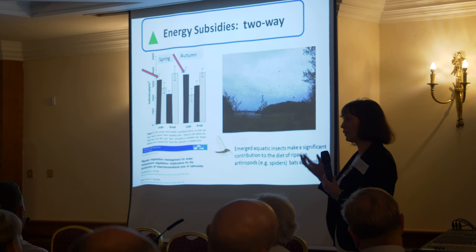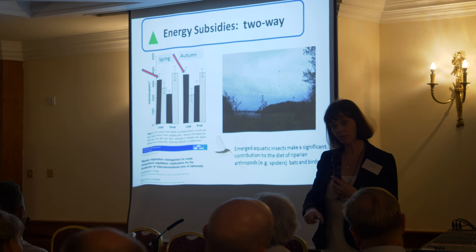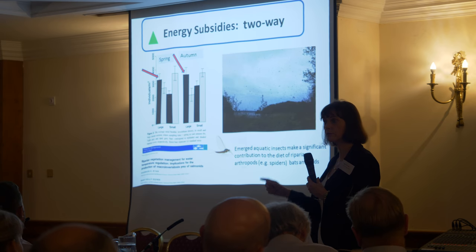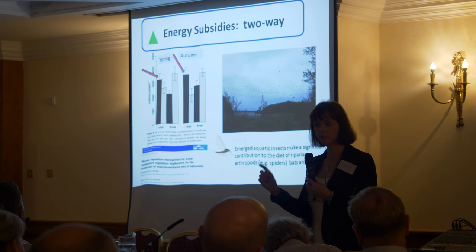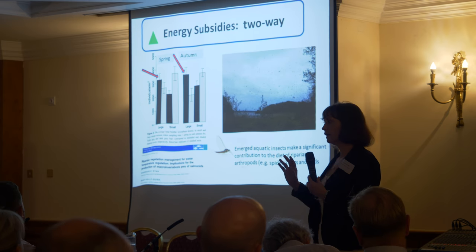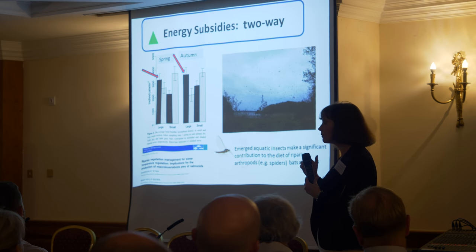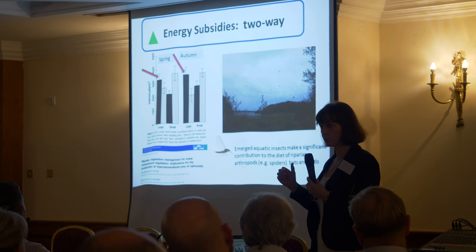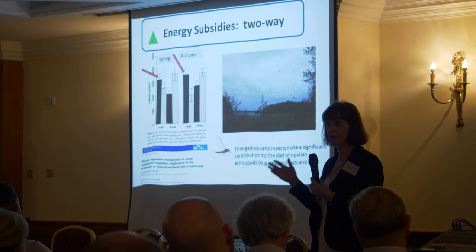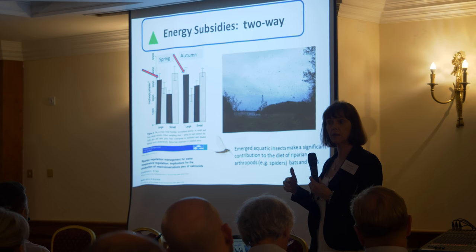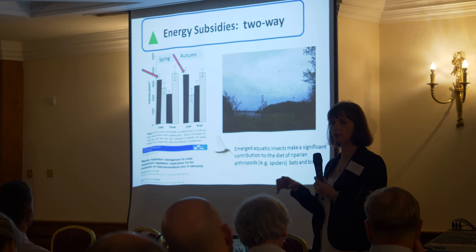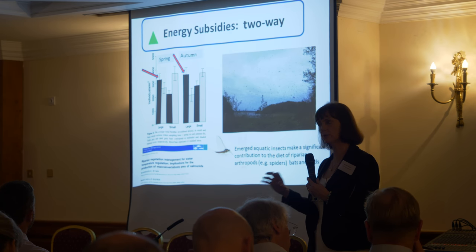So to this point, I'm talking about the subsidy going in one direction into the streams. What we have to realise is that energy subsidies also go in the other direction, because there is that tight connection between freshwaters and riparian habitats. So the adult insects that emerge from freshwaters make a big contribution to the diet of many arthropods, for example spiders living in riparian zones, but also to the diet of birds and bats. So again, emphasising that close connection between the water and its margin, the riparian zone.